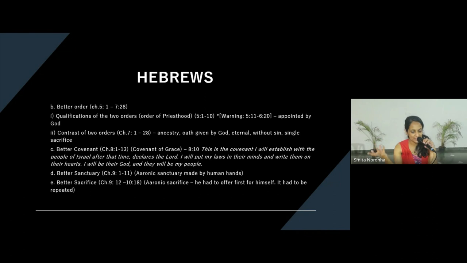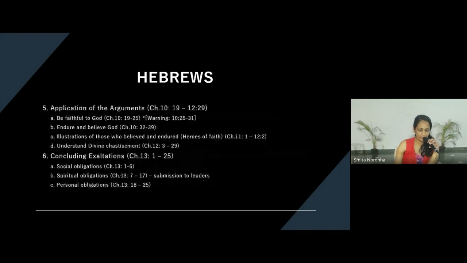There's also a comparison of the sanctuary, like we talked about. So one is made with human hands and the other is the heavenly sanctuary that Christ serves in. There's also a comparison of the sacrifice, whereas in the Old Testament, it's an animal that is sacrificed daily. In this new covenant, Christ was sacrificed as the perfect lamb of God, and was a once and for all sacrifice that was accepted by God for the sins of all people for all time.